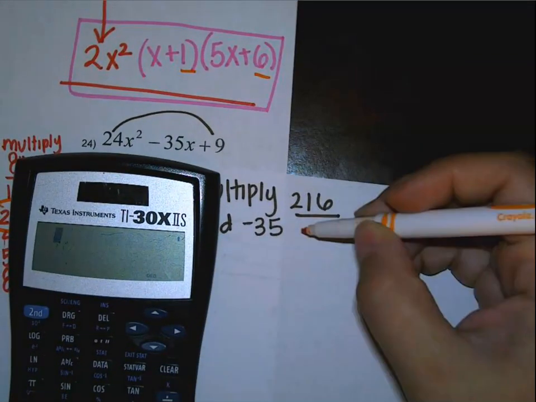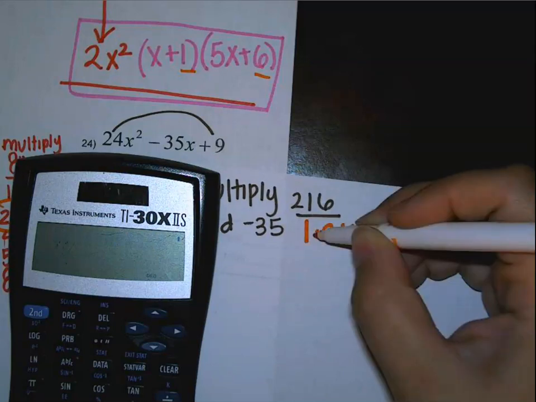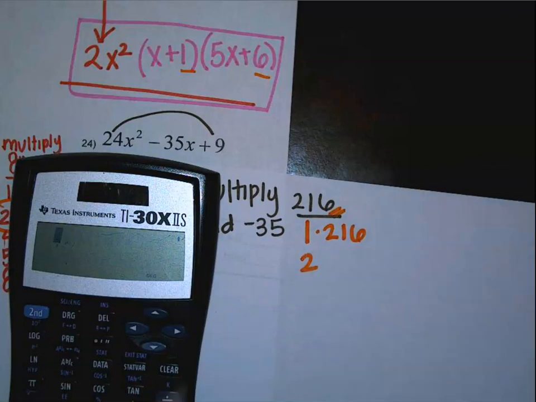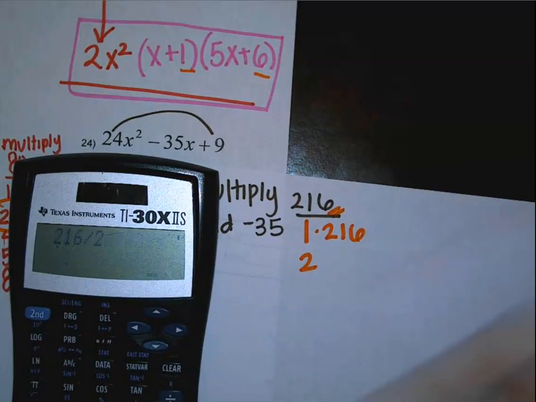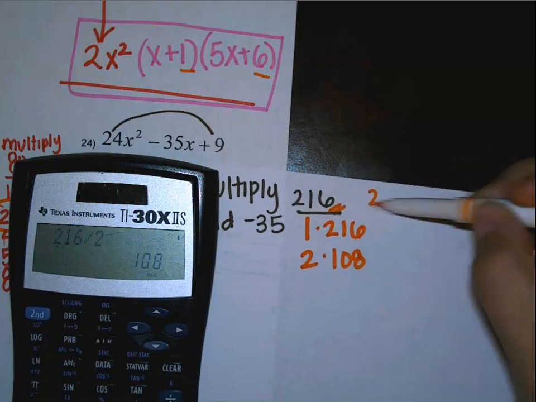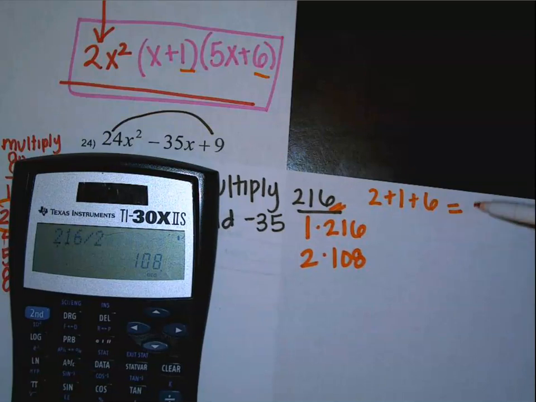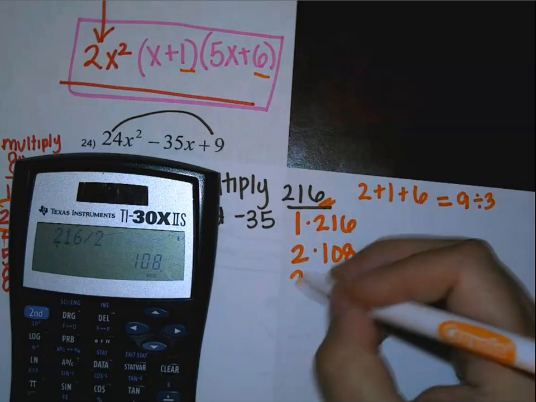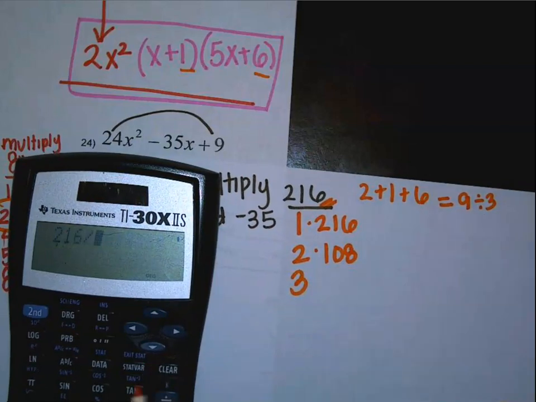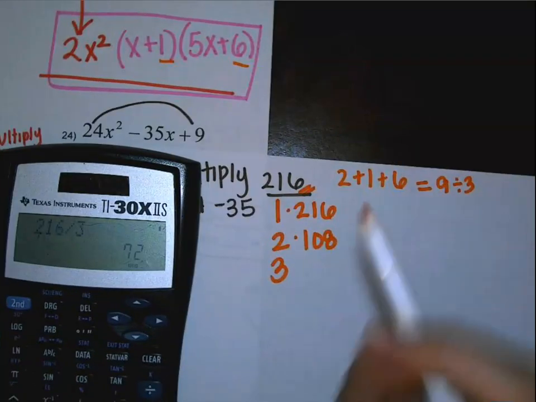So I'm going to model I don't know. So we know 1 times 216. It's even, so 2. 2 times 108. If I add 2 plus 1 plus 6, I'd get 9, and 3 goes into 9. So therefore, I know that 3 can go into 216. Do you see how I figure this out quickly by using those divisibility rules that we've talked about before in this class?